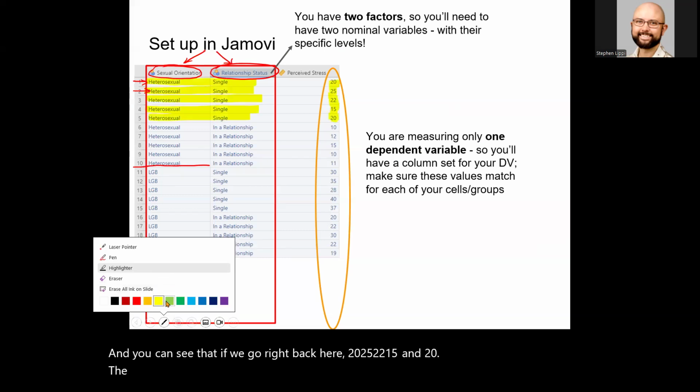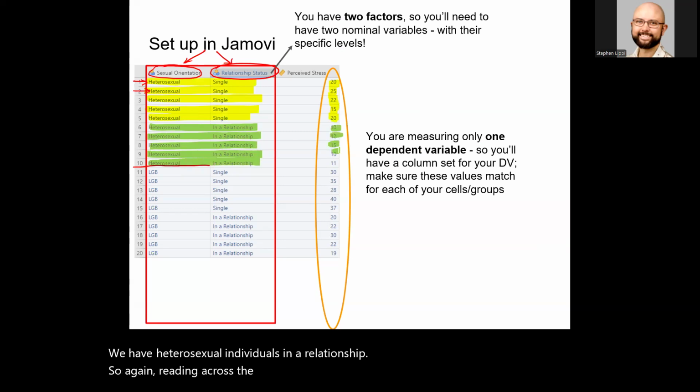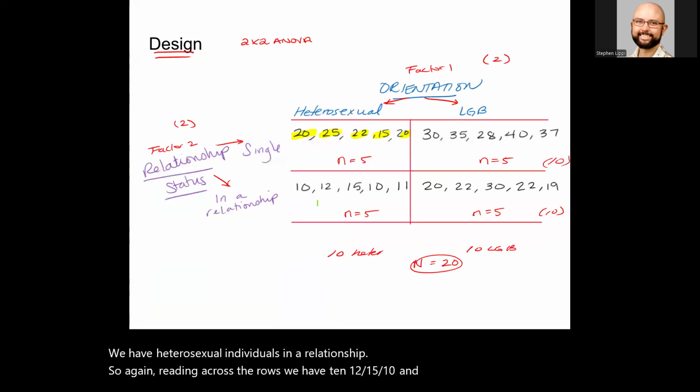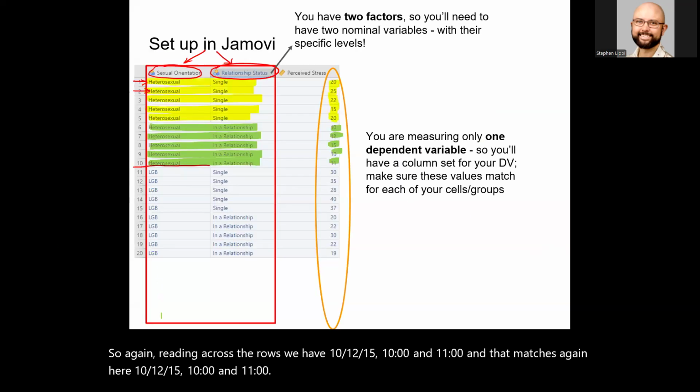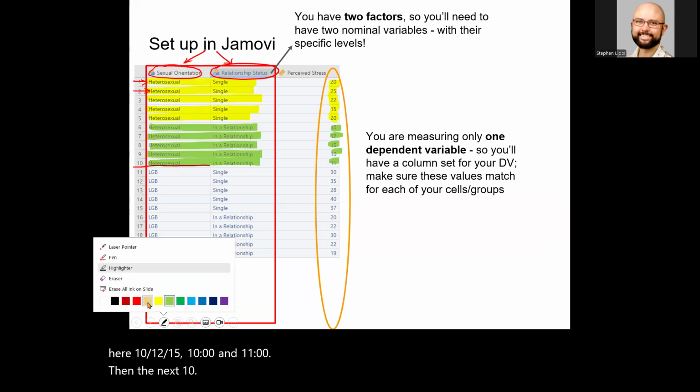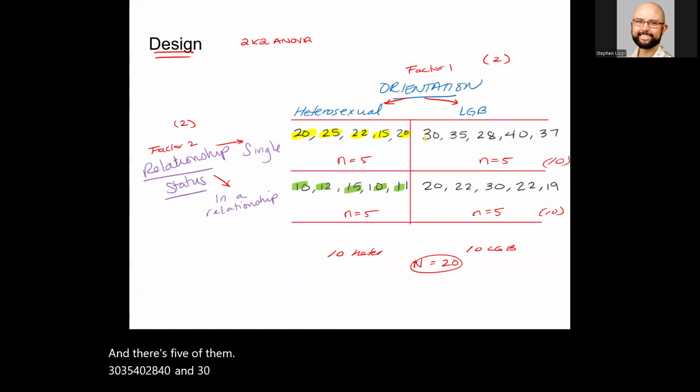The next 5, we have heterosexual individuals in a relationship. So again, reading across the rows, we have 10, 12, 15, 10, and 11. And that matches again here, 10, 12, 15, 10, and 11. Then the next 5, we have LGBT single. And there's 5 of them. 30, 35, 28, 40, and 37.